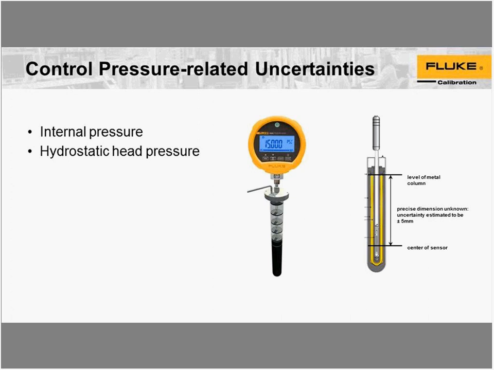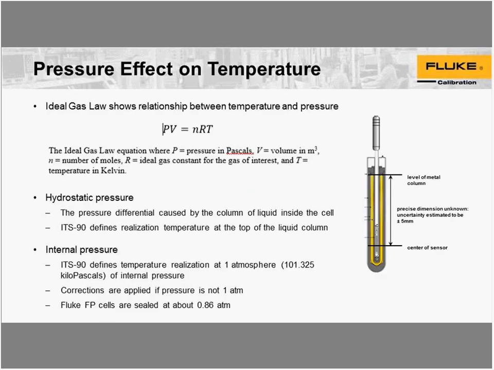Then the other type of pressure that's found inside of fixed point cells is hydrostatic head pressure, and this has to do with the column of melted material inside the cell. So let's talk about this a little bit more.